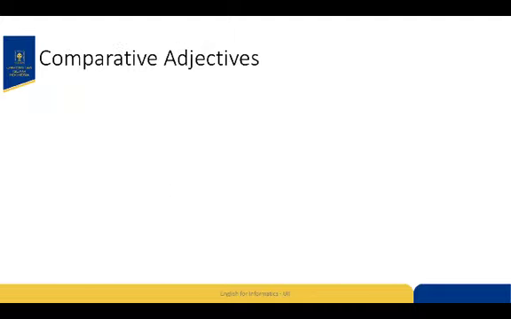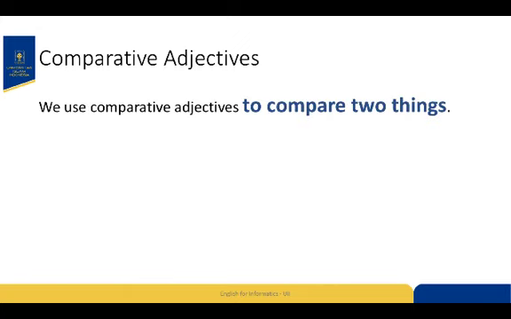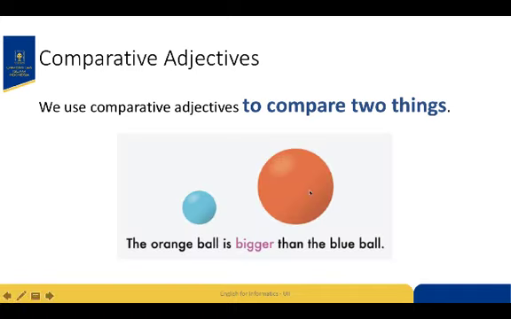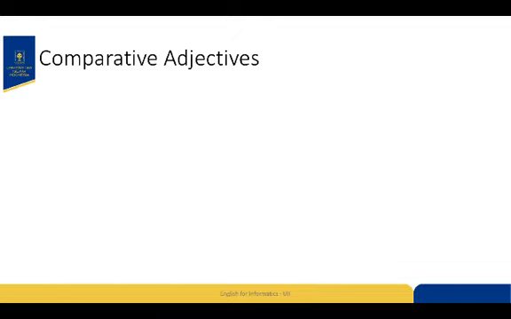Here, specifically, we will talk about comparative adjectives. We use comparative adjectives when we want to compare two things. For example, here, the orange ball is bigger than the blue ball. For comparative adjectives, in general, there are 4 types of adjectives that will change their form when we want to use them as comparative adjectives.